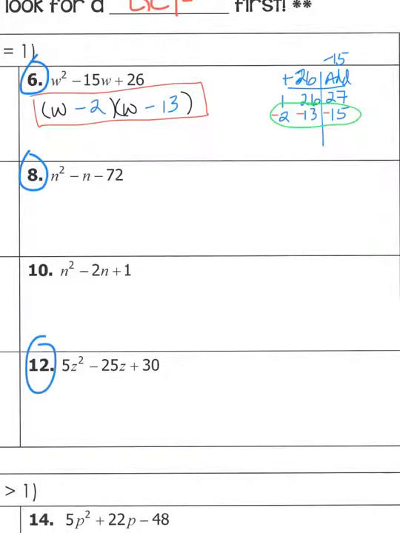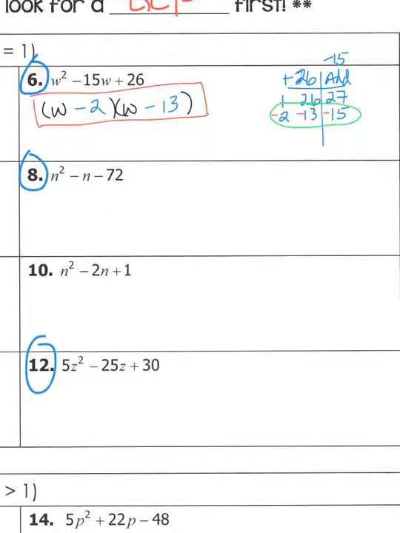Now you can check it. You can refoil the whole thing, but w times w is our w squared. And then our last terms, negative 2 and negative 13, do give you positive 26. You can also find your inner and outer terms to double check. Do they give you negative 2 and negative 13? And they do. I'm just not going to take the time here and do that.